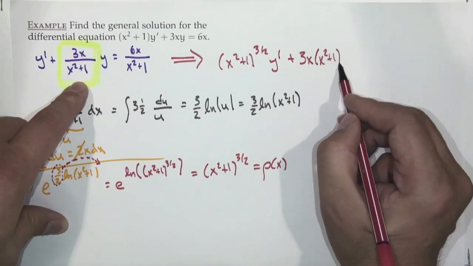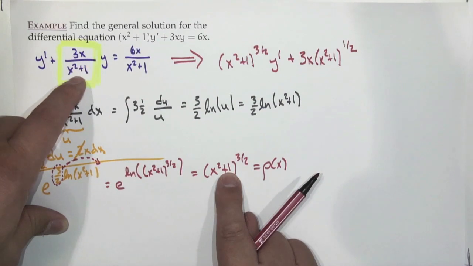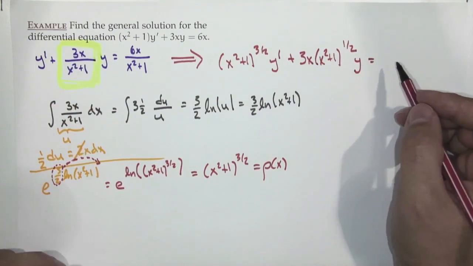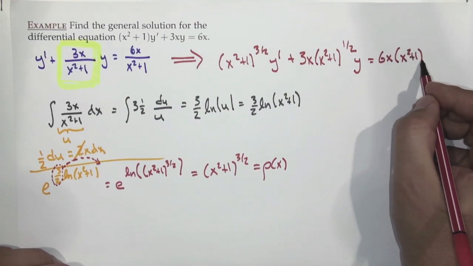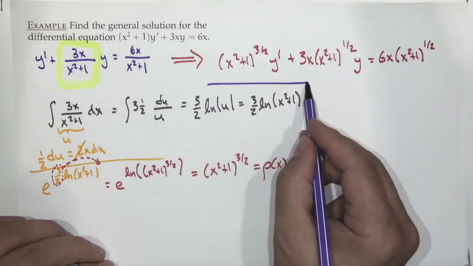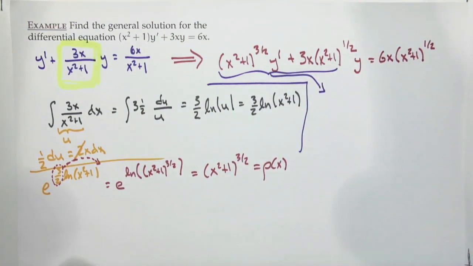x squared plus 1 to the 1 half. Because we have 3 halves, and this is a 1 downstairs, so you take 3 halves, subtract 1. That's times y. Equals, on the other side, we'll have 6x, and it'll again be x squared plus 1 to the 1 half. Okay. Now, this may not look all that great initially, but we already know what's happening with the right-hand side.